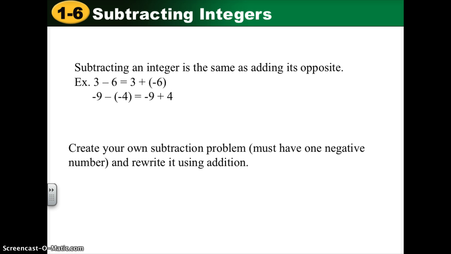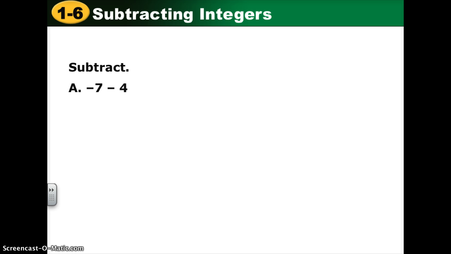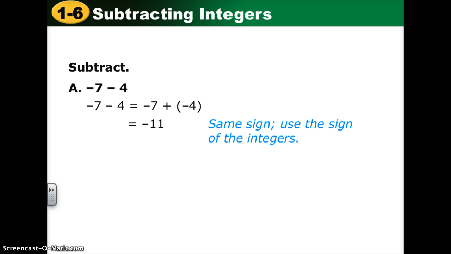Pause if you need more time. So let's subtract. Negative 7 minus 4. That's the same idea as adding a negative 4. Oh, well now we're just adding two negative numbers. So 7 plus 4 is 11. We keep it negative, so negative 11 is the final answer.